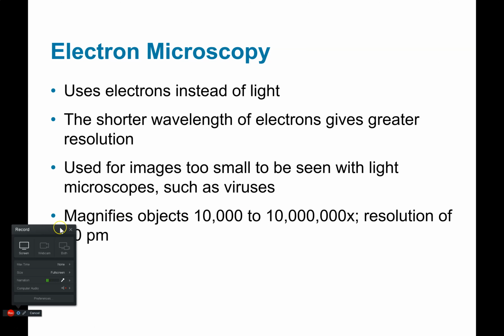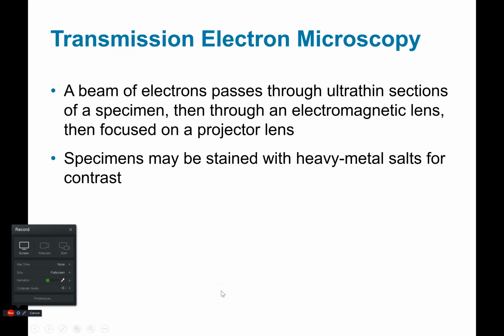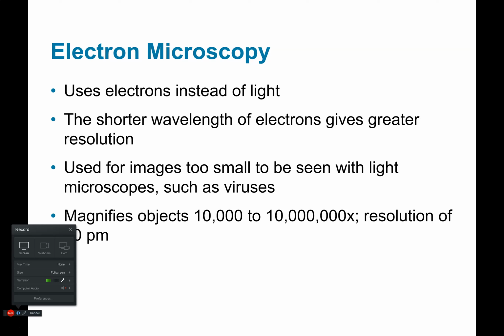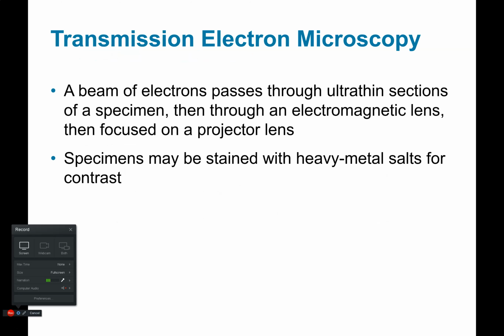I can't see this little box. It's in my way. I think it says 10 picometers for the resolution. So there's two types of electron microscopy. You have transmission, and it doesn't indicate, but I think that might be referring to transmission, because it is more powerful than scanning electron microscopy.